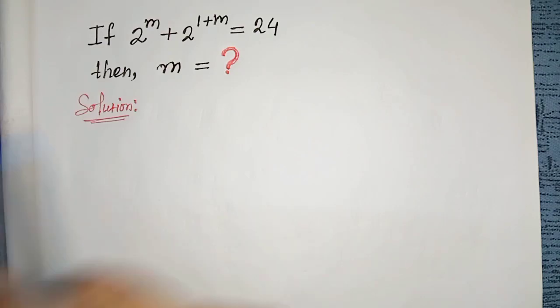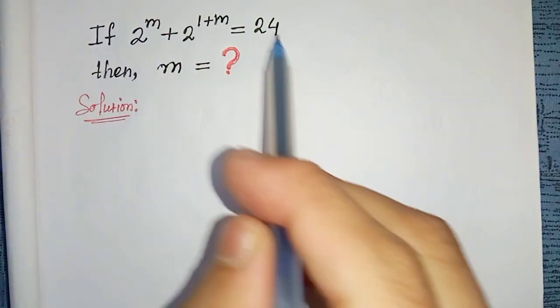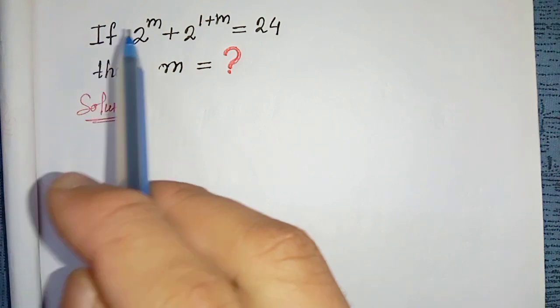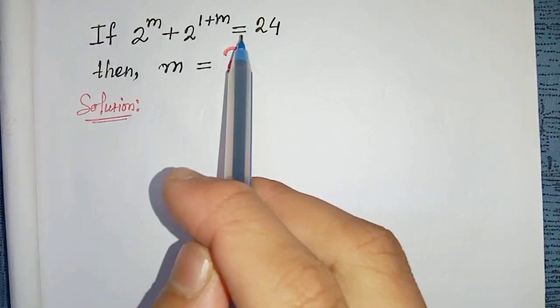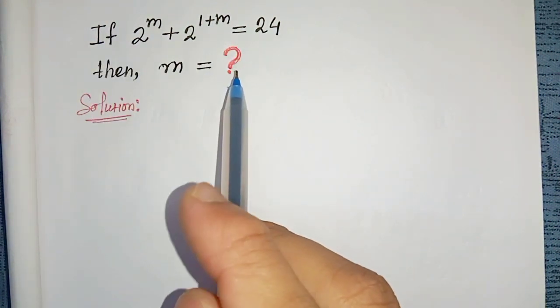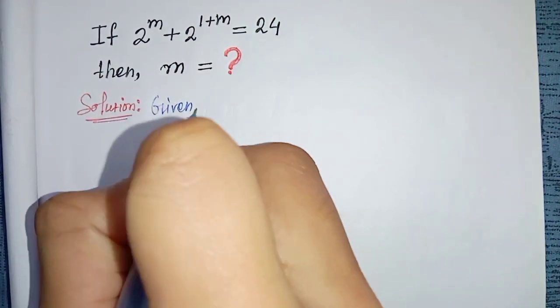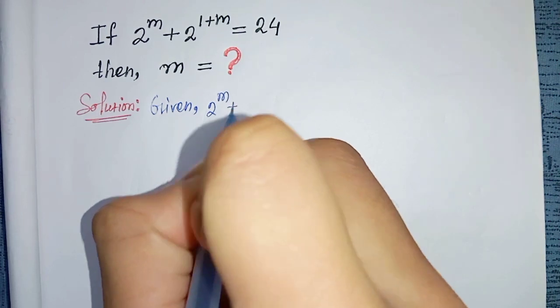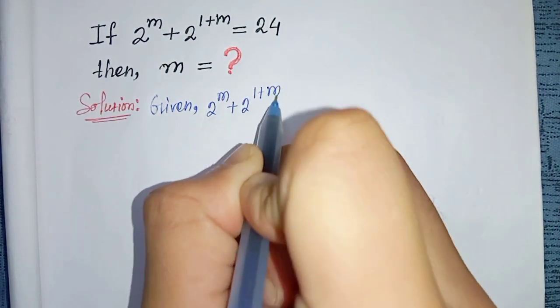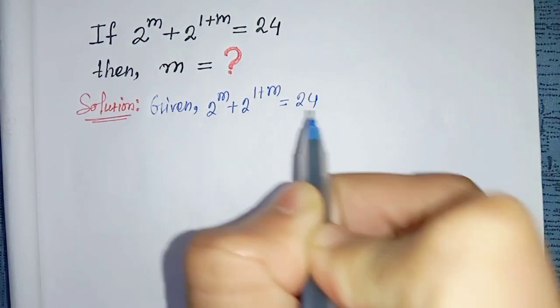Hello everyone. In this video, we will try to solve this problem. So the question is, if 2 to the power m plus 2 to the power 1 plus m equals 24, then m equals to what? First of all, we are given 2 to the power m plus 2 to the power 1 plus m equals 24.